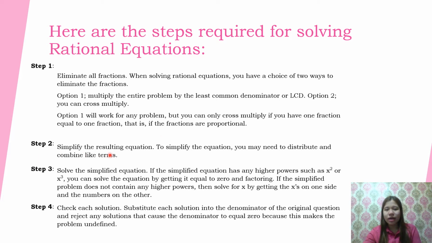Step 2, simplify the resulting equation. To simplify the equation, you may need to distribute and combine like terms. For step 3, solve the simplified equation. If the simplified equation has any higher powers, such as x squared or x cubed, you can solve the equation by getting it equal to 0 and factoring. If the simplified problem does not contain any higher powers, then solve for x by getting the x on one side and the numbers on the other side.